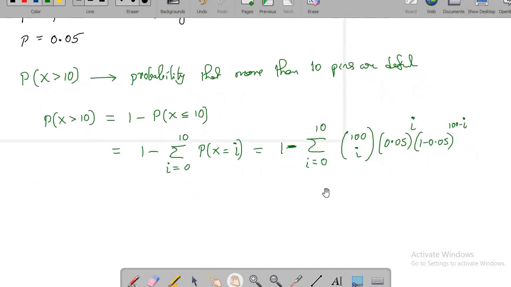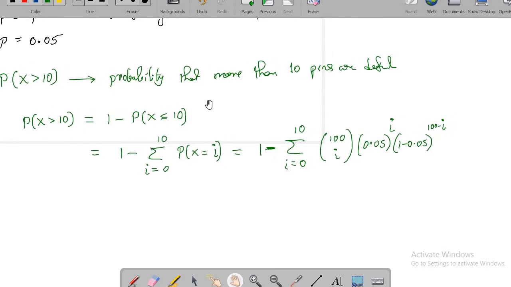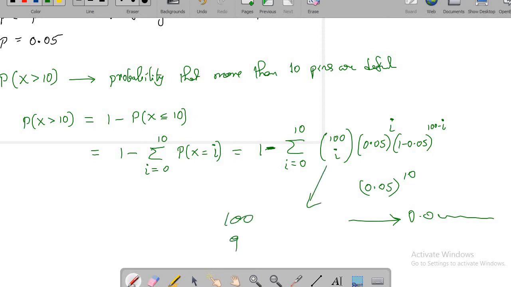But here there is a problem. We may face a problem with our calculators, because if you look for 0.05 to the power 10 in the calculator, it is almost 0.0000. And when it comes to 100 choose, let's say 9, this is a very big value, whereas the other is a very small value. When you multiply these two, you'll get a value, that is fine, but our calculators may not give you a good result here.